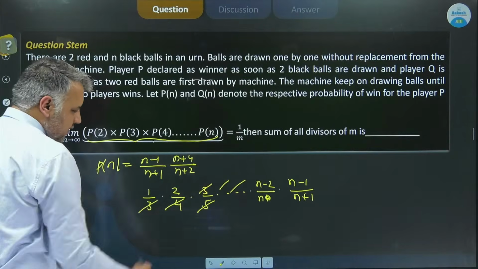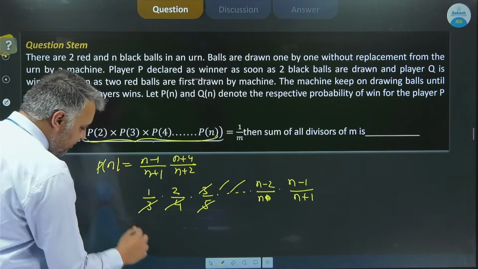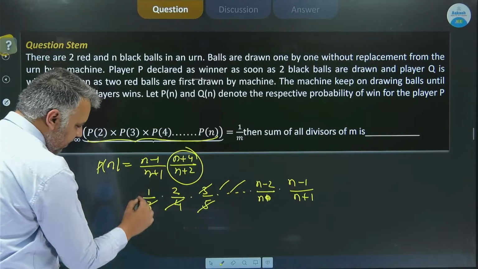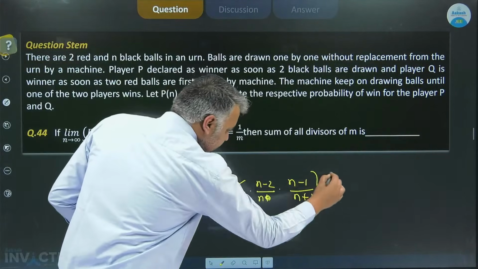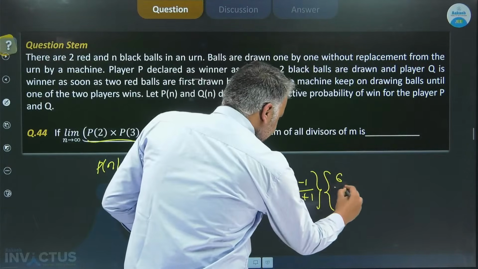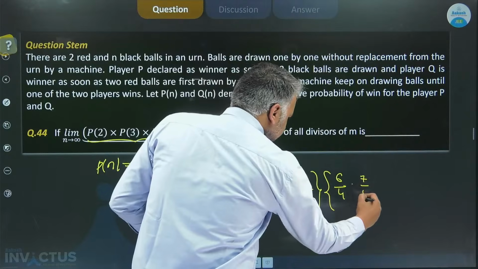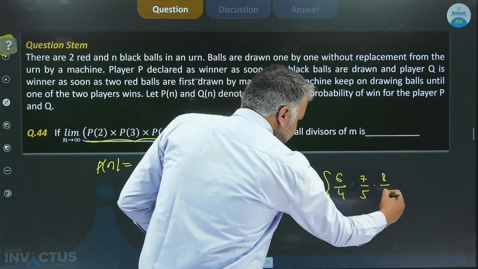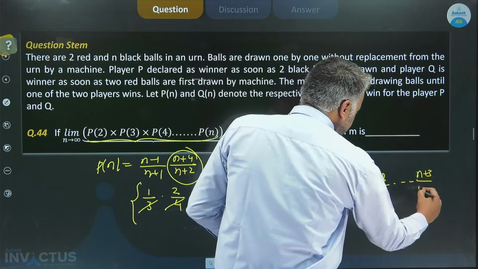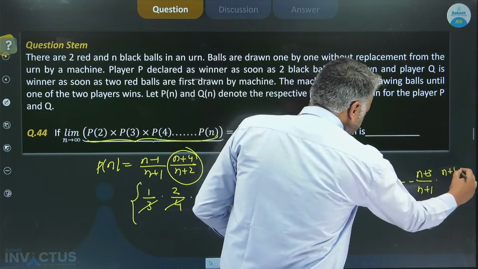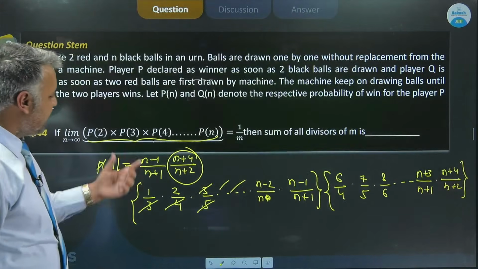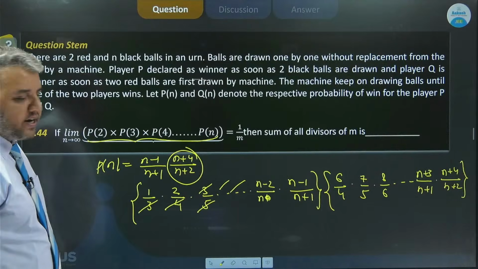So again, simultaneously we can multiply by putting n equal to 2, 3, 4 for this. So we have to multiply this by 6 divided by 4 into 7 divided by 5 into 8 divided by 6 and so on up to n plus 3 divided by n plus 1 and n plus 4 divided by n plus 2. So this will be the final product up to this, and then we have to apply n tending to infinity.